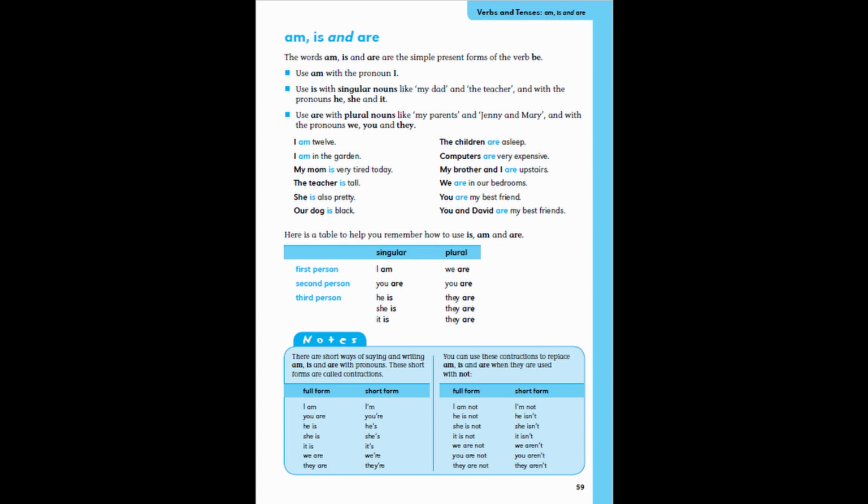All right. Now, there are short ways of saying and writing am, is, and are with pronouns. These short forms are called contractions, which is what I was talking about the other day. So I am becomes I'm. You are, you're. He is, he's. She is, she's. It is, it's. We are, we're. They are, they're.